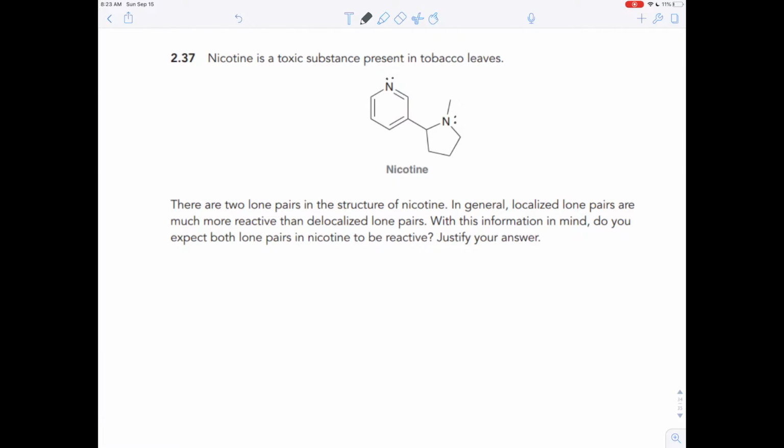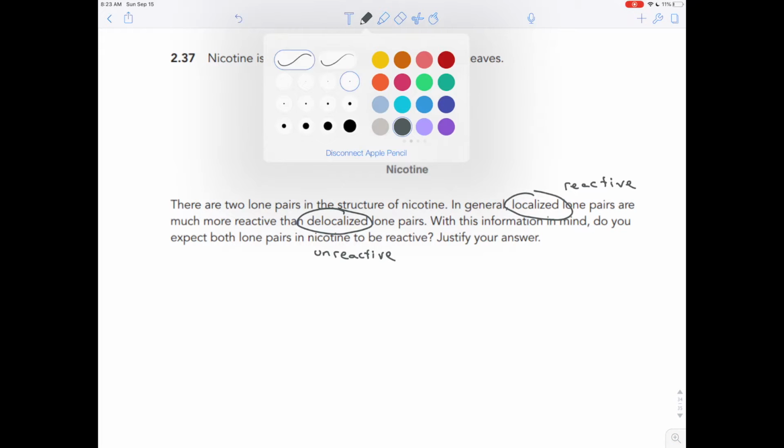And justify your answer. So if the lone pairs are localized, then we would think they're reactive, and if they're delocalized, then we'll think they're unreactive. So localized, reactive. And if they're delocalized, then unreactive. Okay, well, let's just go through it one at a time.